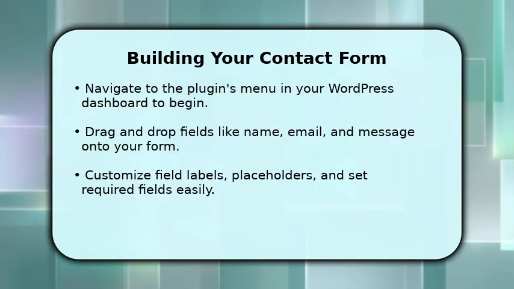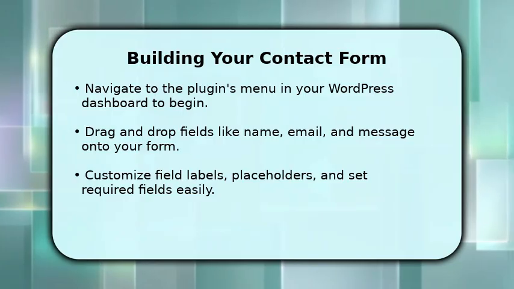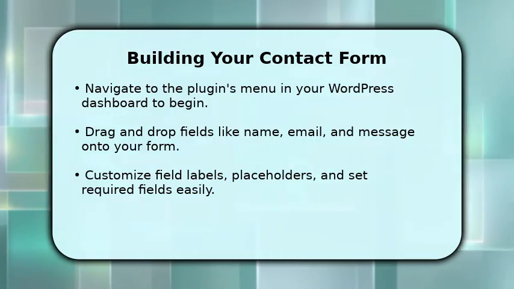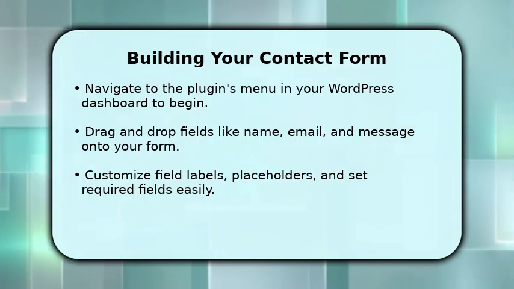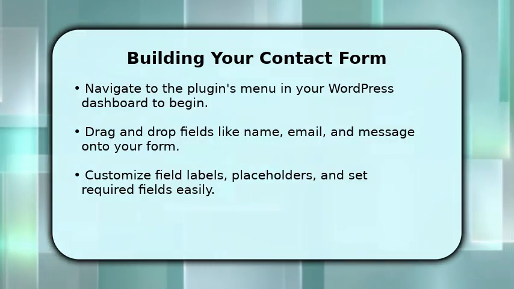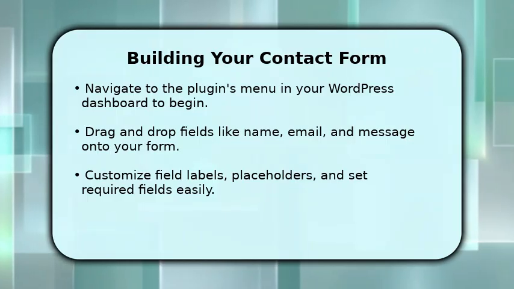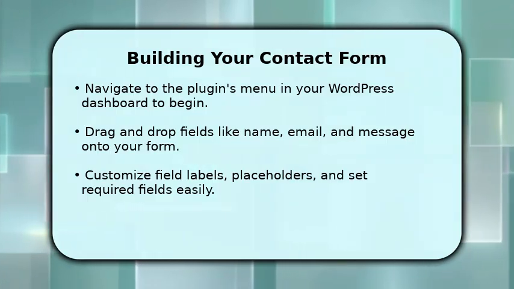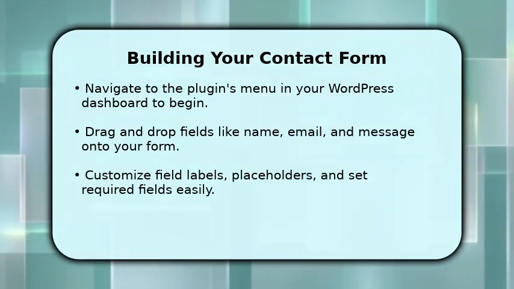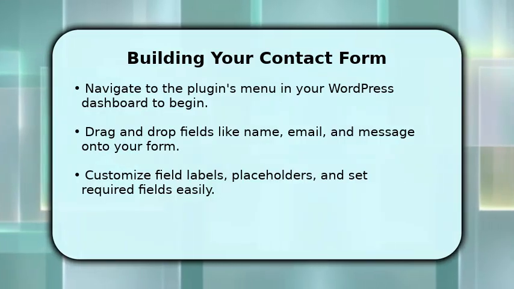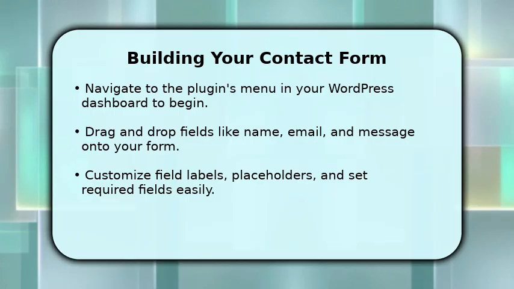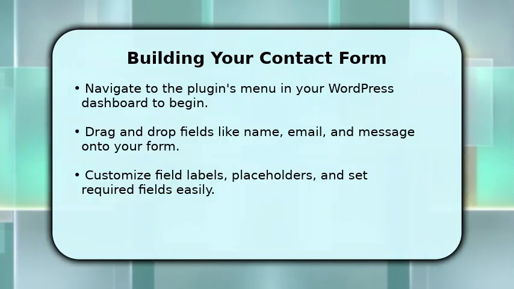Now that your plugin is active, it's time to build your form. Head over to the new menu item created by your plugin in the WordPress dashboard. Here, you can easily drag and drop various fields onto your form, such as name, email address, and a message area. Remember to customize field labels, add helpful placeholders, and mark essential fields as required to ensure you gather all necessary information from your visitors.